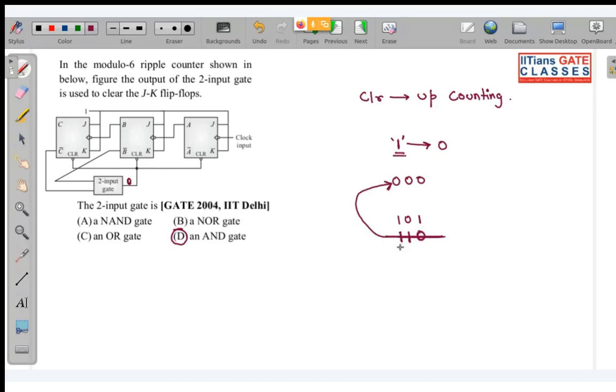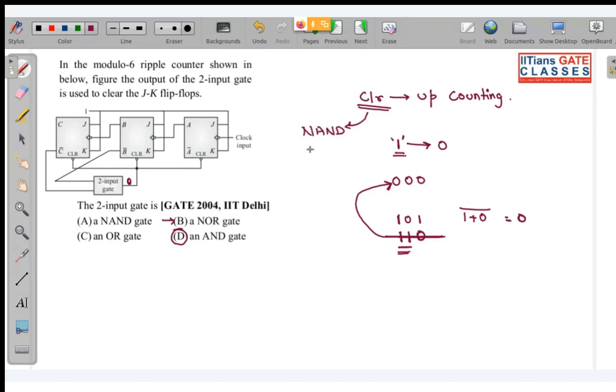For the first time, you can see this 2 input is 1 over here. So that means if we use a NAND gate, then we will get 0. If we use a NOR gate, what will happen? We will get 0 over here also, but with a NOR gate, even over here we will get 0, because 1 plus 0 is equal to 0. So over here also we will have 0. That means a NOR gate cannot be used, and I have already discussed there is no need for even checking the option. With clear bar, we use a NAND gate.